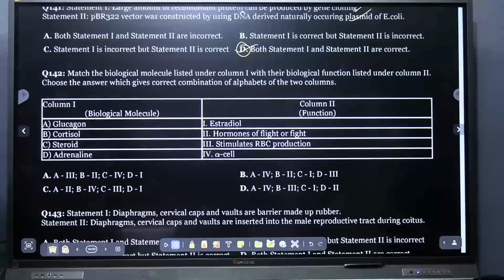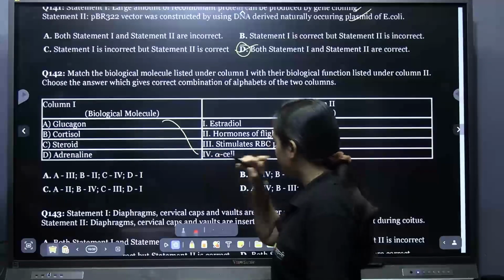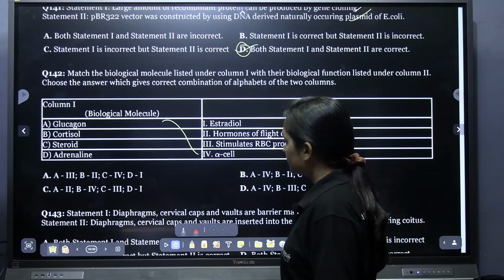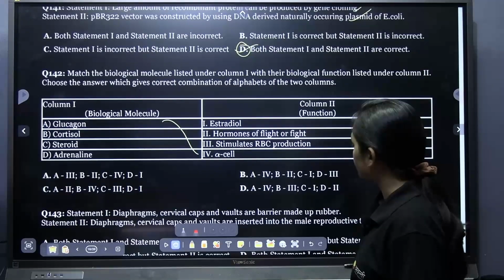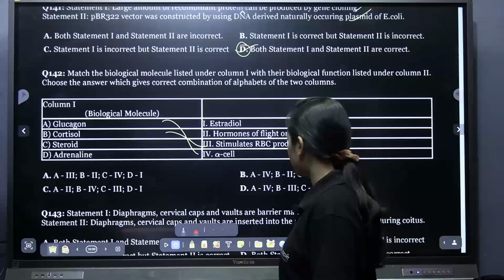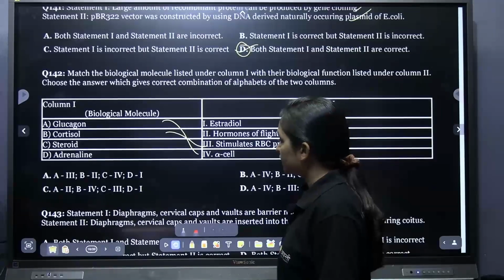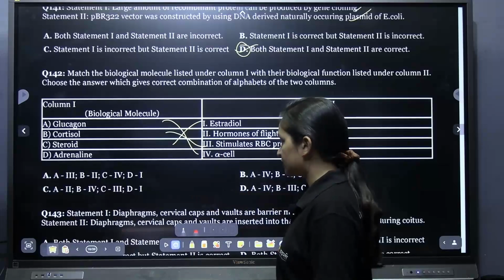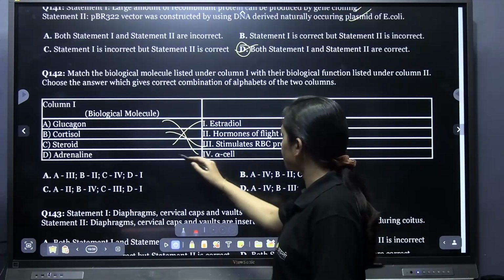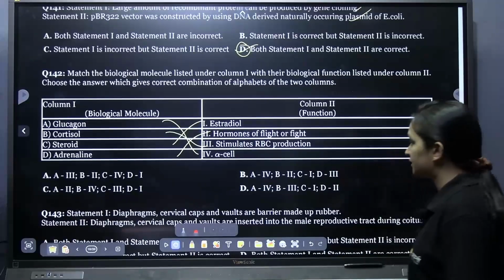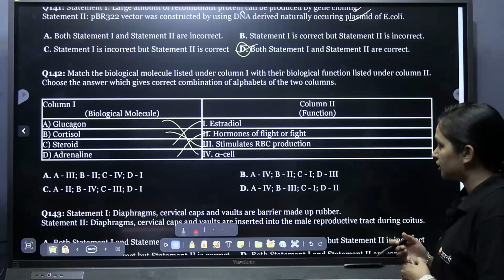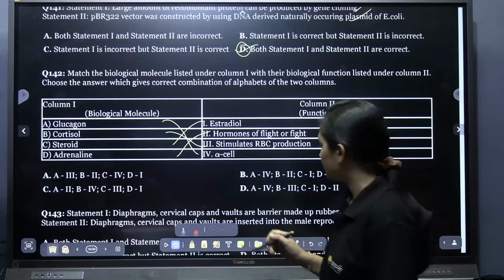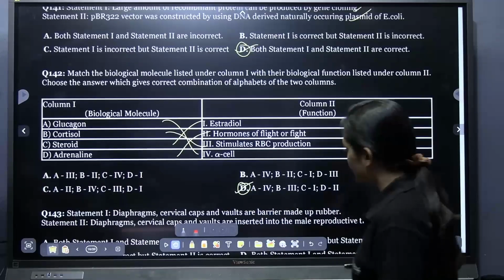Match the biological molecules listed under column 1 and 2. Glucagon is produced by alpha cells. Then cortisol. Cortisol stimulates RBC production, directly from the NCERT. Steroid, example of it is estradiol. Adrenaline is a fight or flight hormone. Yes. So A4, B3, Option D. D4 is the correct answer.